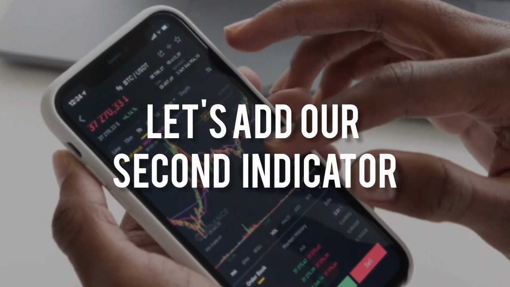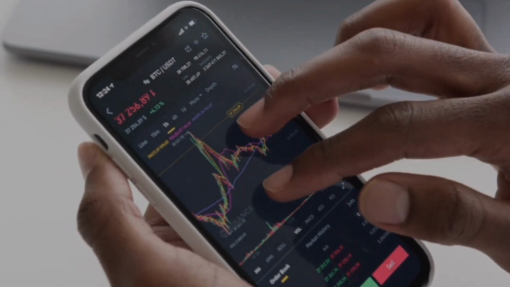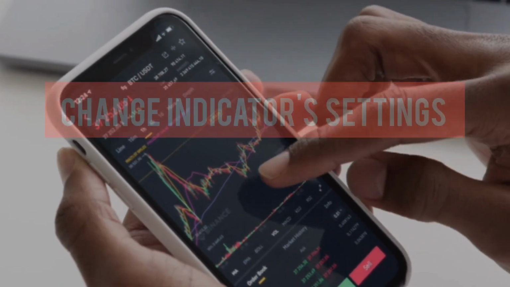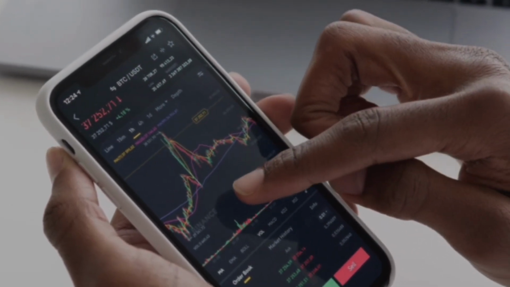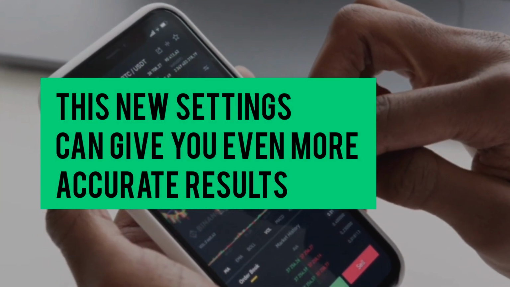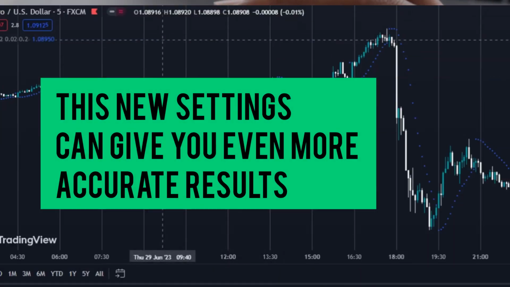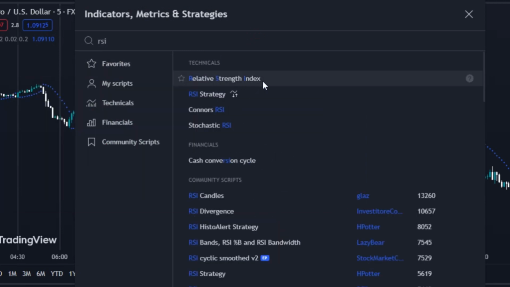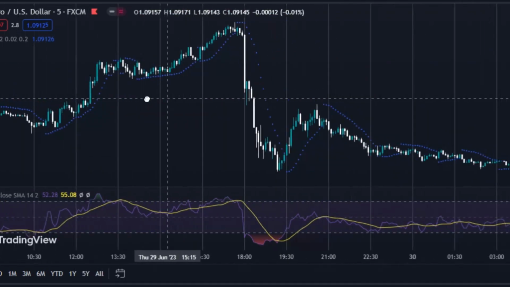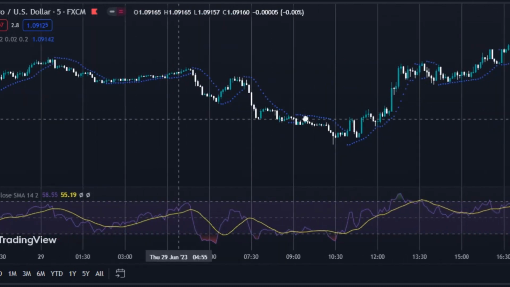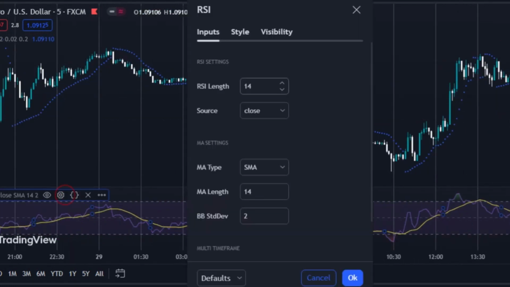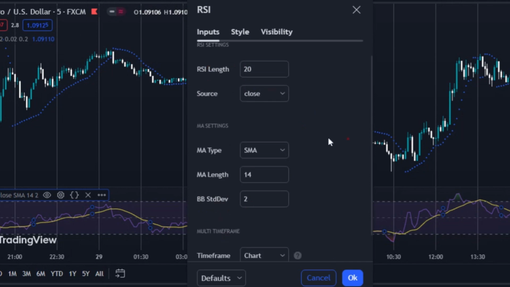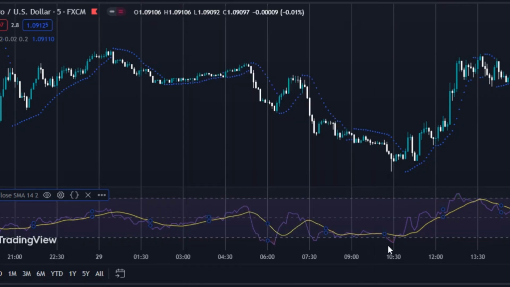Okay, so now let's add our second indicator. But here we need to change its settings because its default settings are okay, but I think these new settings can give you even more accurate results in this strategy. So let's add our second indicator, RSI. After adding RSI, make sure you change its settings exactly like this.